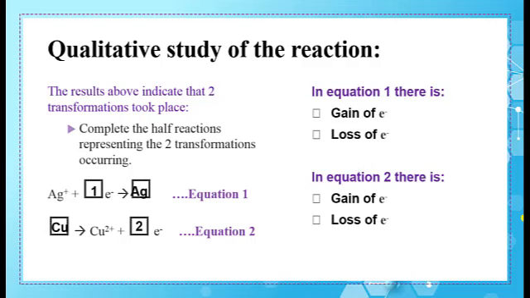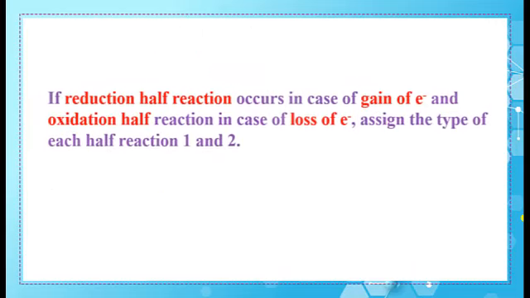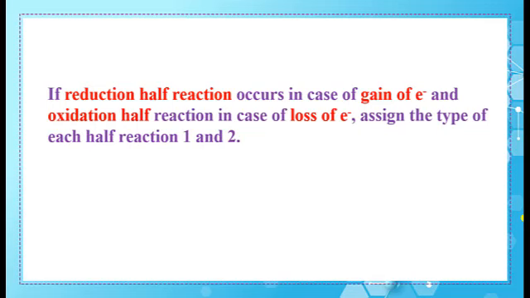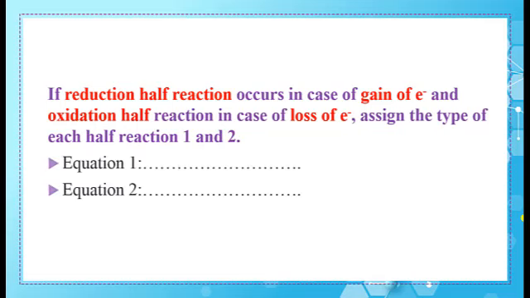In equation 1, is there gain of electrons or loss of electrons? Look at the electrons in equation 1. They are at the reactants, then we say that there is gain of electrons. In equation 2, since the electrons are found in the products, then we say that there is loss of electrons. And if a reduction half reaction occurs in case of gain of electrons and an oxidation half reaction in case of loss of electrons, let's assign the type of each half reaction, 1 and 2.